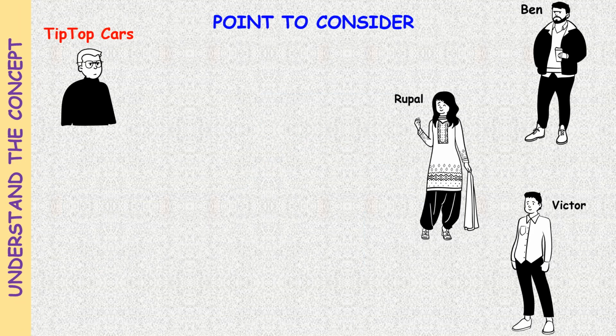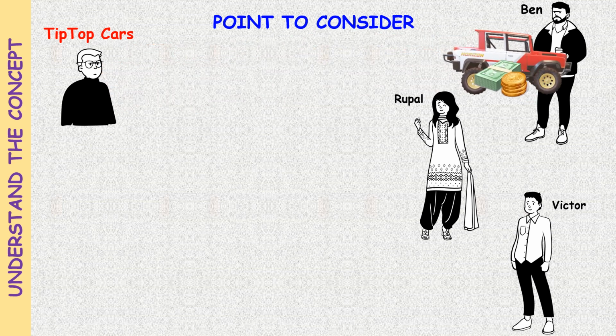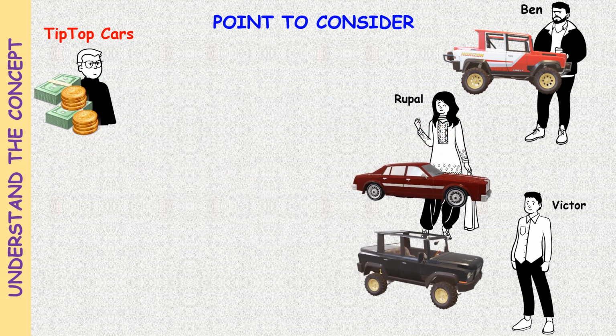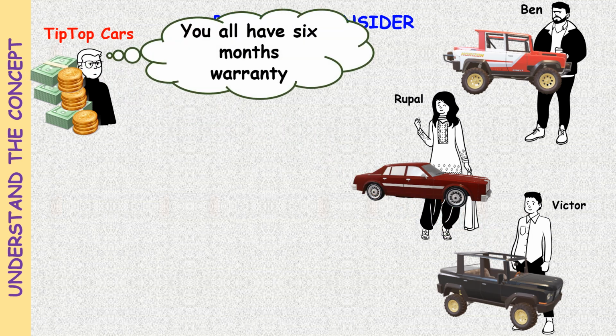Tip Top Cars sells cars, and he is selling his first car to Ben and gets the cash from Ben. Similarly, he sells a car to Rupal, receives the payment, and finally sells a car to Victor and gets the cash. Now, Tip Top Cars has a policy of providing warranty services. So all these customers have 6 months warranty service.